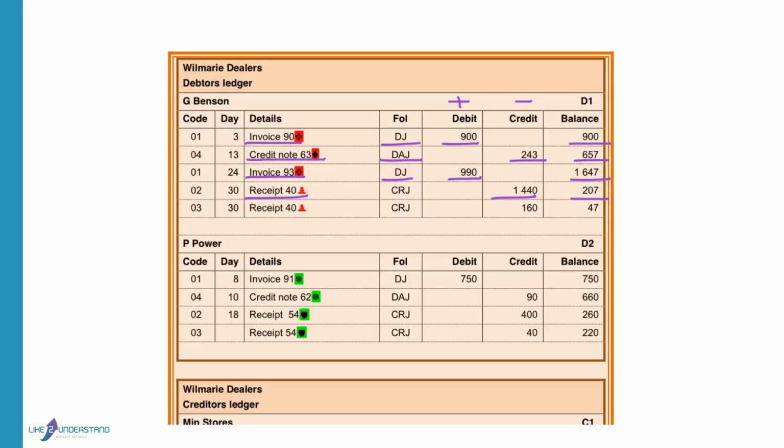We also allow discounts, so on the same receipt we will have an indication of the discount, and we will record both these entries in the cash receipts journal. The entry will be recorded on the credit side because you reduce the account. 207 minus 160 gives me the new balance of 47 Rand.